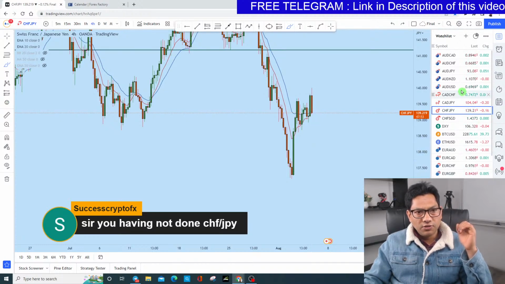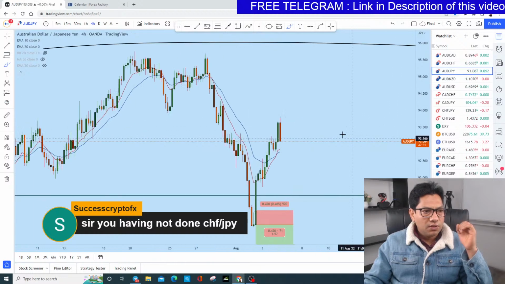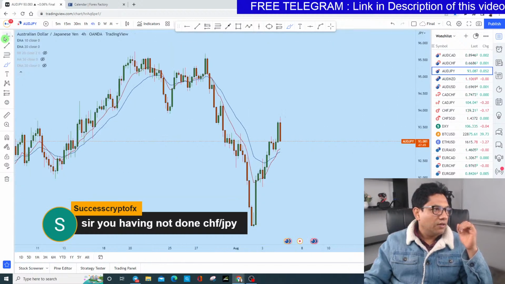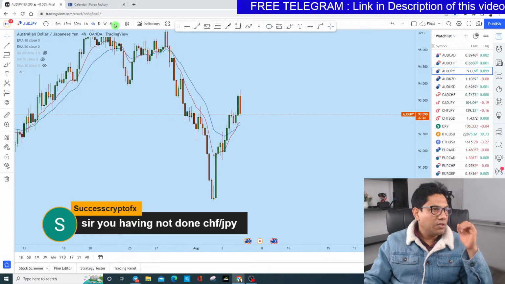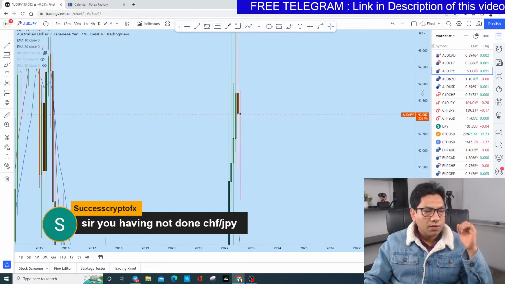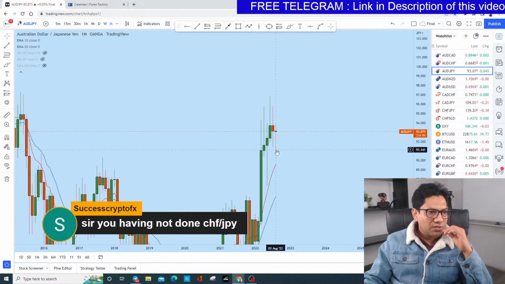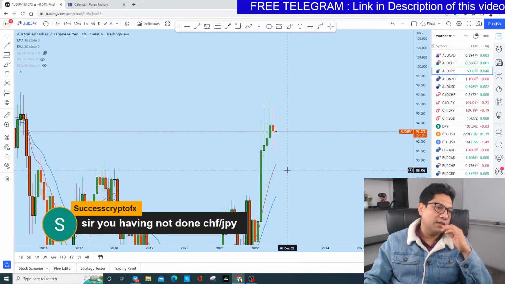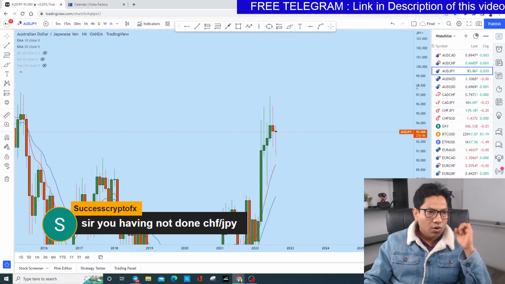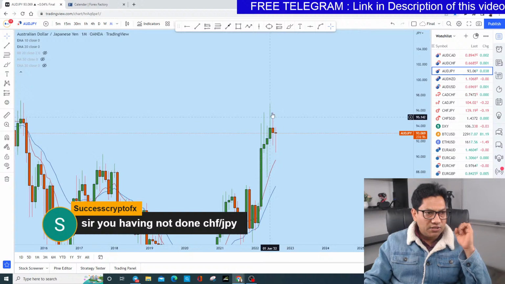Yeah, so let's look at Aussie yen. Now Aussie yen, if you look at the bigger picture on the monthly, the price just came down again, then retraced up. Now I think that it might come for another deeper drop, because on this monthly candlestick, first of all, there is a monthly doji, followed by another doji.